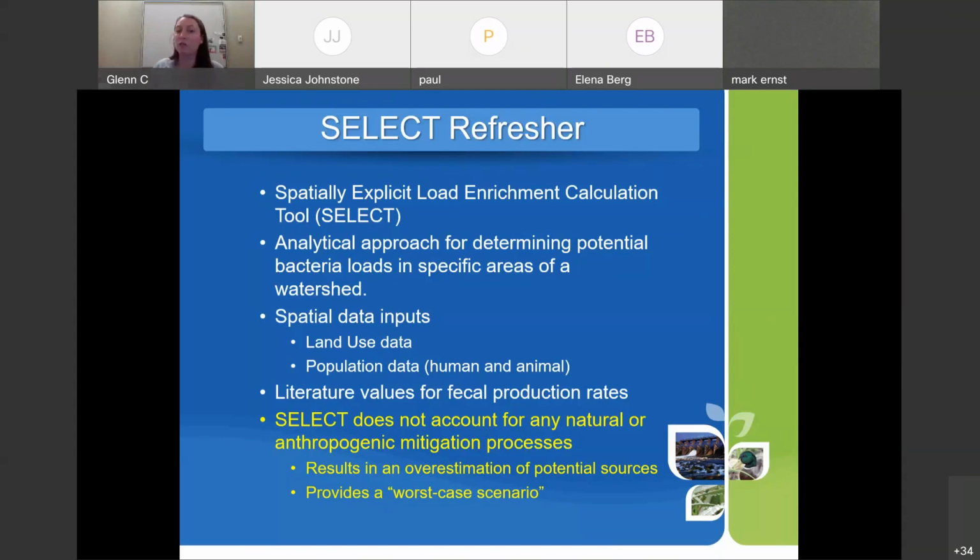And so this is a potential, it's not what actually happens. This is hypothetical, worst case scenario. It doesn't account for natural mitigation by land or by anthropogenic uses. And it's used to provide a potential load of E. coli bacteria. And so we then use literature values for fecal production rates.